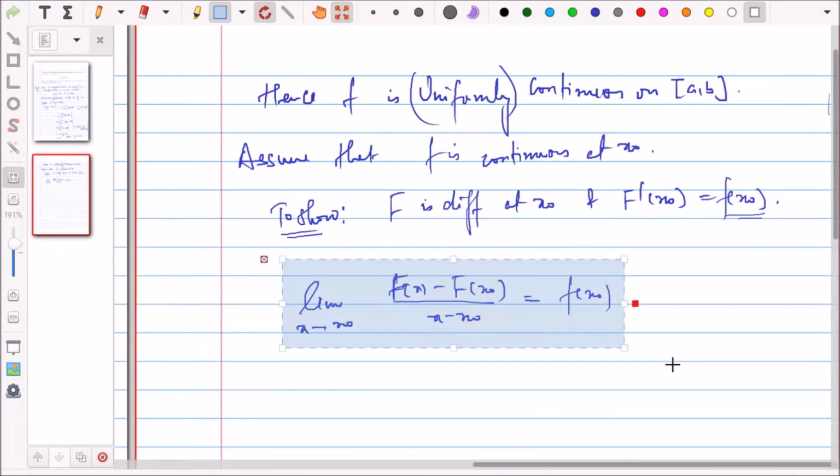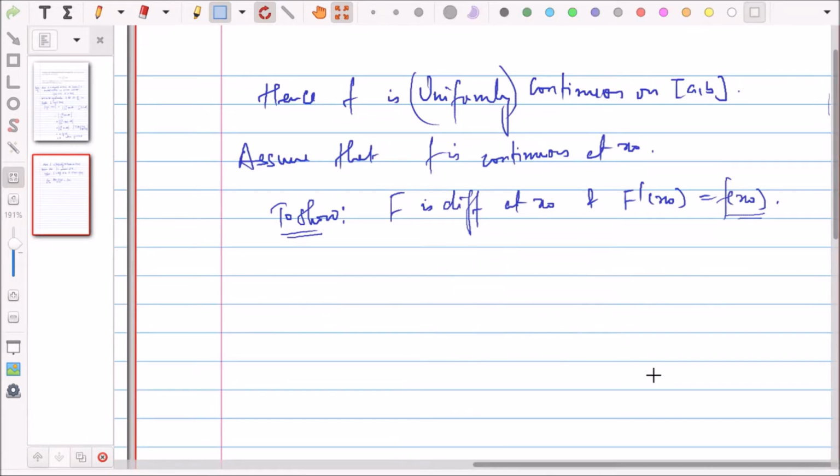सो हम इसको शो करेंगे. और लिमिट की डेफिनेशन के लिए क्या करना होगा? For epsilon greater than 0 there should exist some delta such that mod of this minus f(x naught) is less than epsilon whenever |x minus x naught| is less than delta. So वो show करना है. So उसके लिए we will start with epsilon.